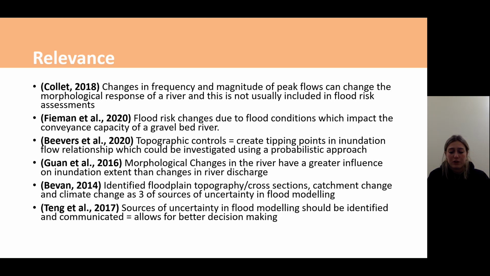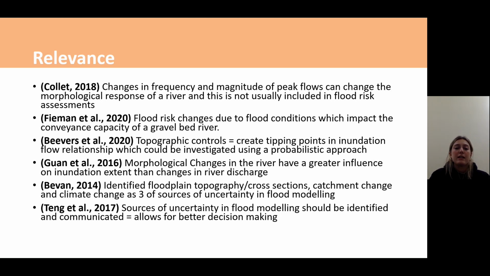Changes in topographic controls were shown to create tipping points in the relationship between the river discharge and the inundation extent of the flood. These tipping points can be explored further using a probabilistic approach, which this project will do.